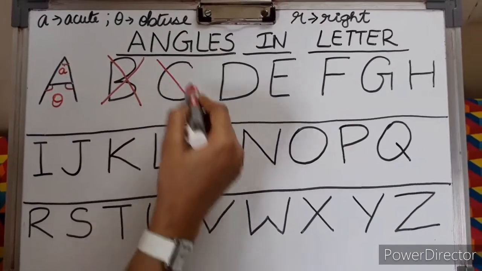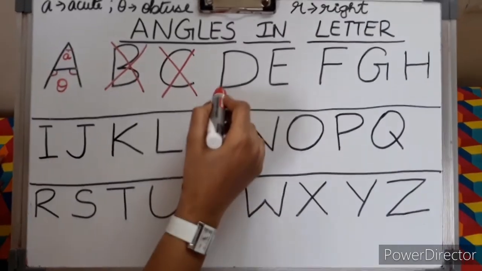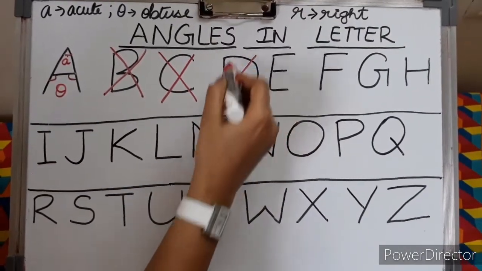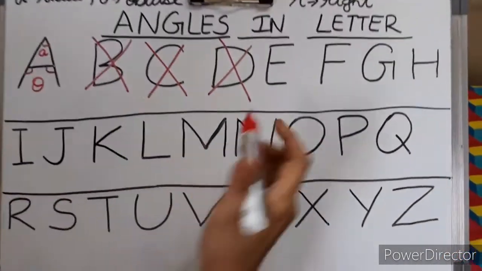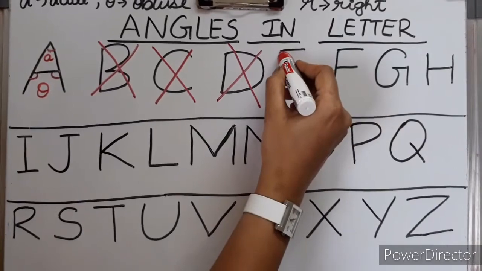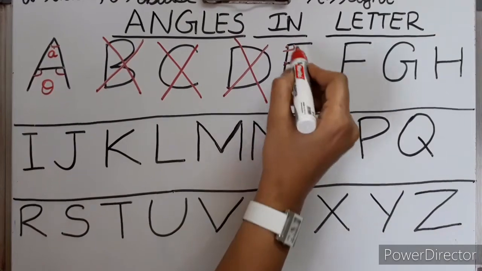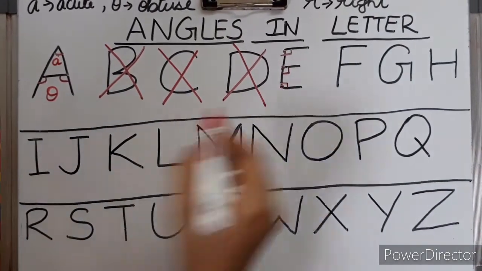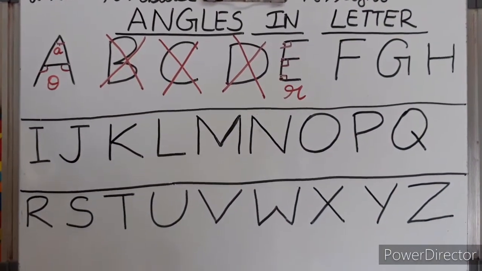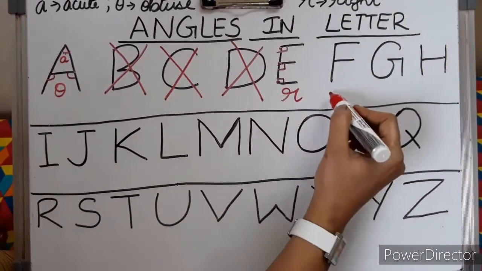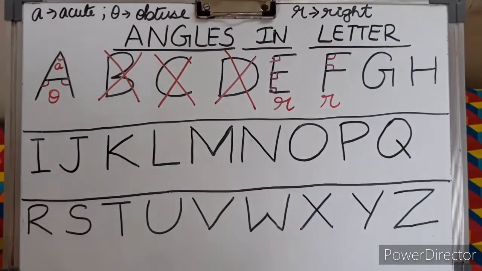Even in C, this is a curve structure. D also has only one line with no other ray, so there is no angle formation. Now coming to the letter E. For letter E, you can see there is a fixed point from where rays are coming out, so there is formation of an angle here. It forms a right angle in letter E. Now coming to the next letter, F. Similarly, for F also a right angle is formed.